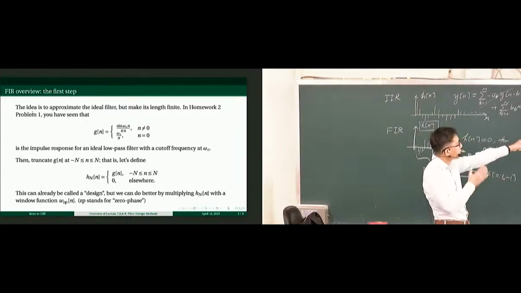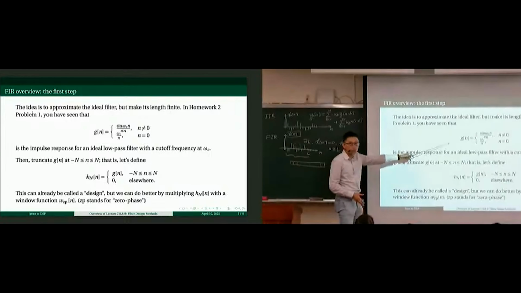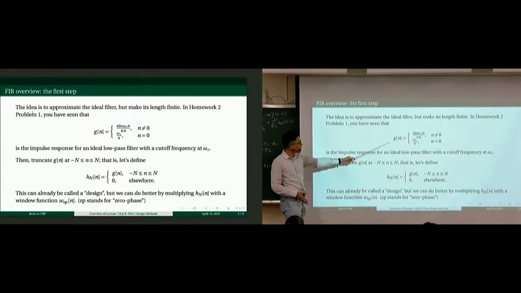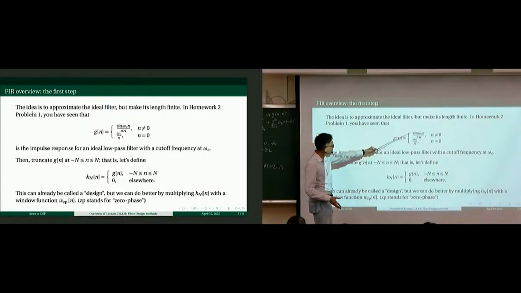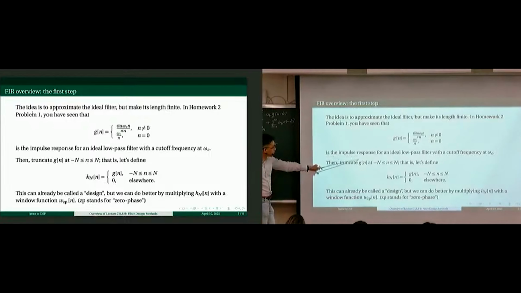For example, in homework 2, if you recall, in problem 1, you have seen this impulse response, the sinc function. We've seen it all the time. The sinc function can be defined as sine of a cutoff frequency times n divided by pi n, when n is not 0, and we need to separately define what happens when n is 0, using L'Hopital's rule or else. So we have seen that this is the impulse response for an ideal low-pass filter with a cutoff frequency at exactly that.